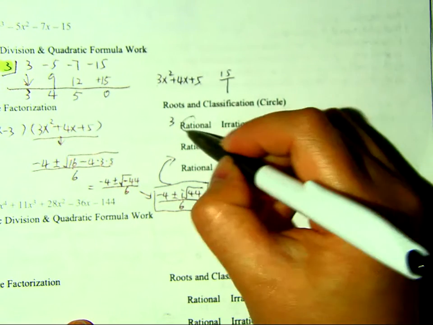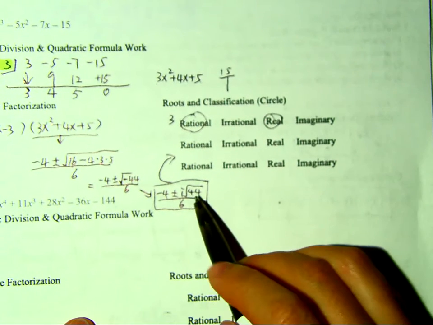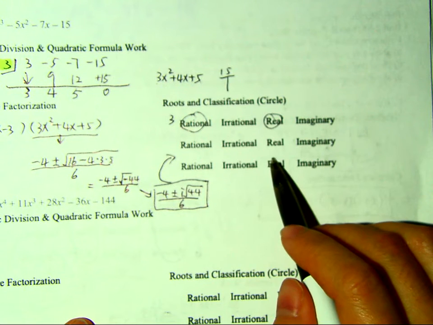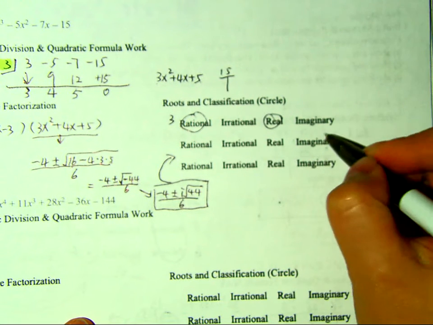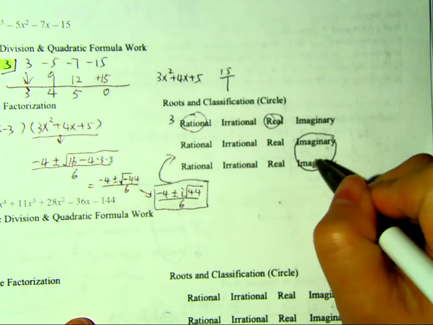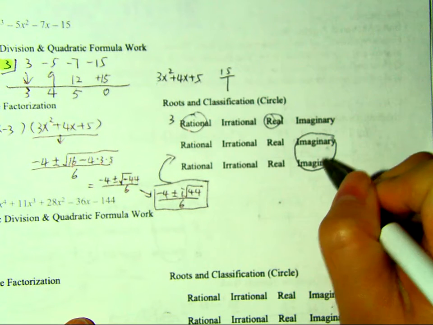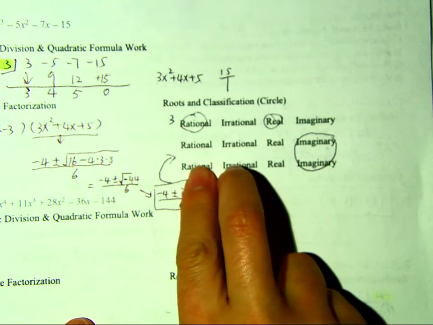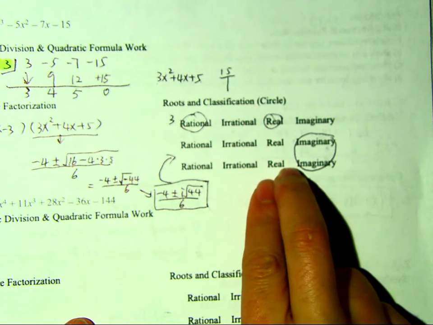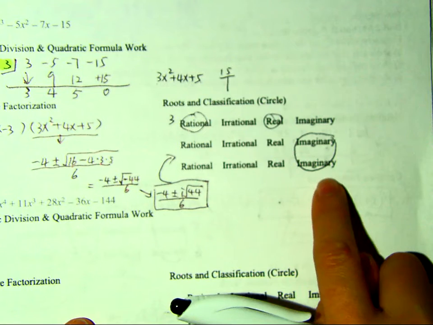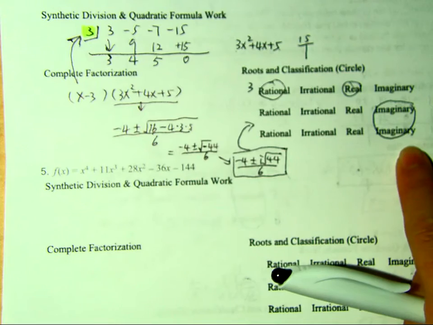3 is still rational, real. These 2, as long as you have i, that's not a real number anymore. It will be an imaginary number. So you need to circle imaginary number. If you circle the imaginary number, you do not circle anything about rational and irrational, because these 2 should be real. If it's not real, that means neither. Okay, so you only circle the imaginary. That's how we do this one.